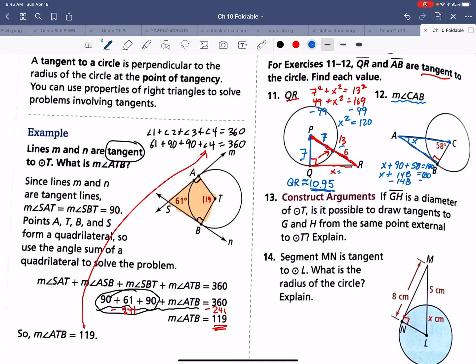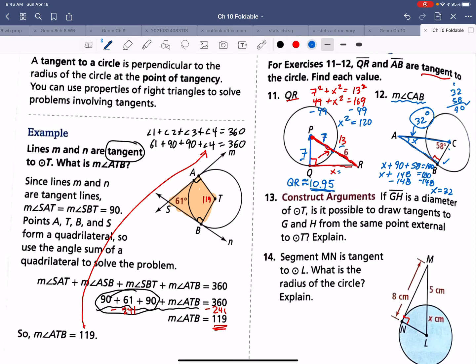If I subtract from 180, I get x is 32. And you could plug this back in to just double check. 32 plus 58 is 90, and 90 plus 90 is 180.